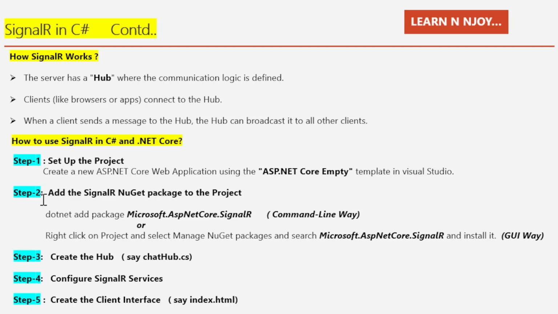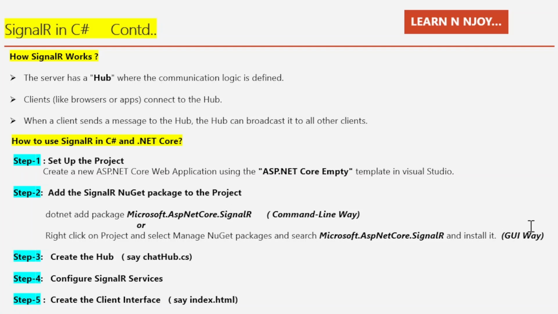In step number 2, what do we need to do? We just need to add the SignalR NuGet package to the project. How can we add this package at the project level? We can do so either the command line way or the GUI way. In the command line way, we open the Package Manager Console in Visual Studio and run this command: dotnet add package Microsoft.AspNetCore.SignalR. And if we run this, then all the necessary libraries will get added to our project.